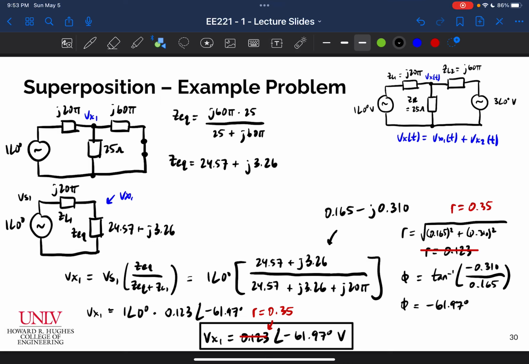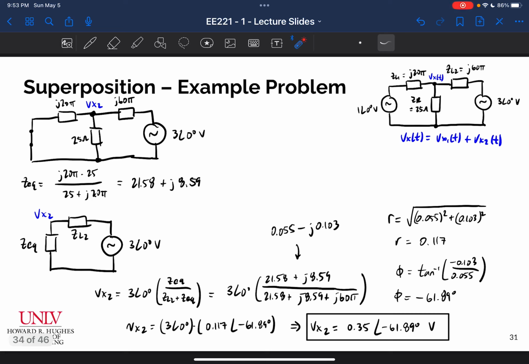All right, so I made a couple mistakes here. Actually just one mistake, but I forgot to square root this value. So I got 0.123 and that was wrong. The corrected value is 0.35 when you take the square root. And so that's what I have, that's going to be my actual value here in this phasor for VX1.